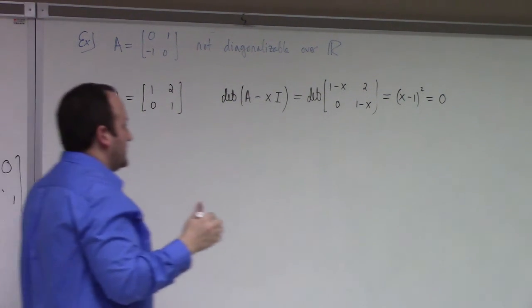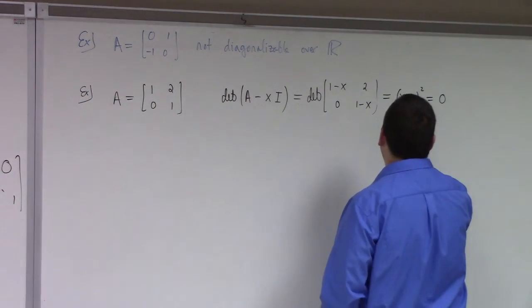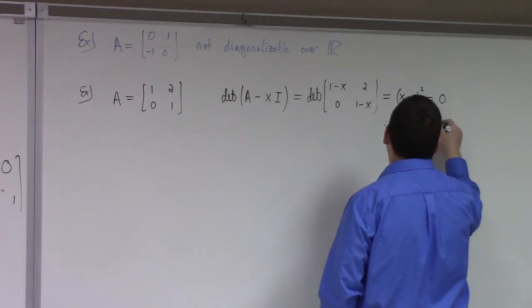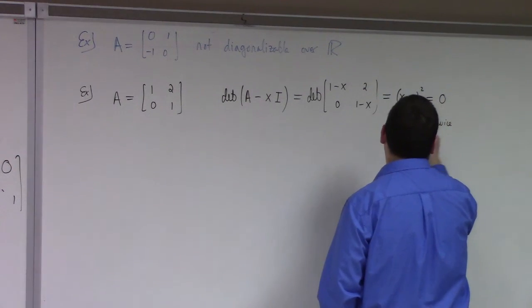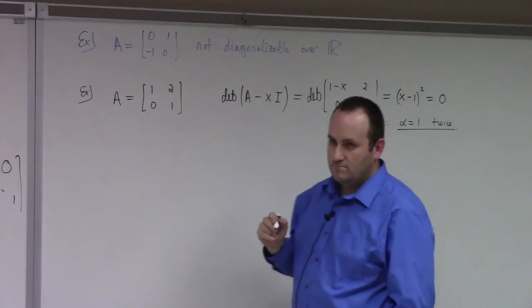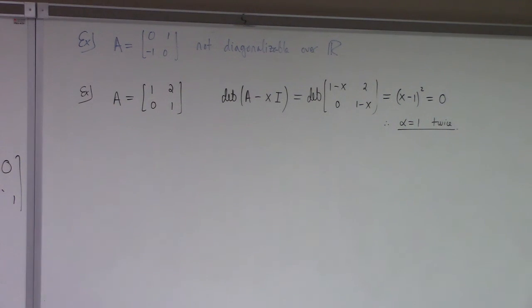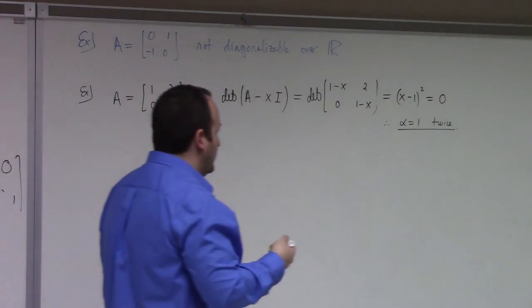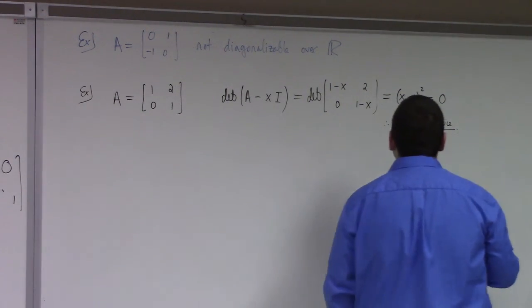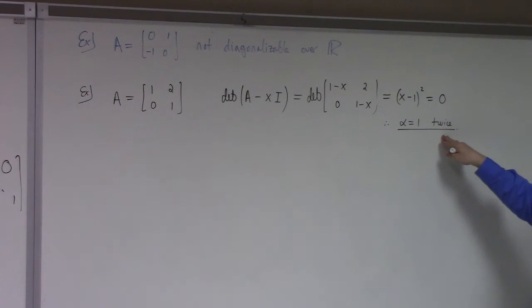So what are the eigenvalues? We have alpha equals 1 twice, right? I was using alpha for eigenvalue at the moment. You could use lambda for eigenvalue. A lot of times I use lambda for eigenvalue. But what I won't do is use x for eigenvalue. Okay, so alpha equals 1 twice.